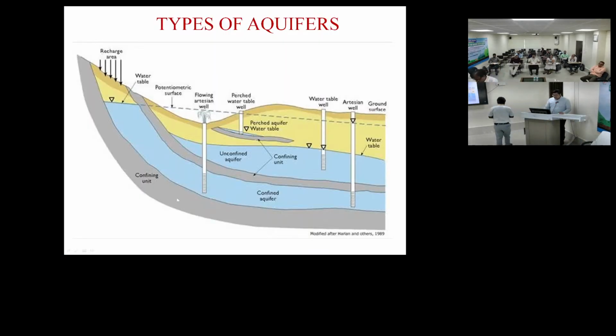So this is a schematic diagram of types of aquifer. Ultimately we call it a perched water table. Sometimes artesian flow is also there, when the pressure of the water is more than the atmospheric pressure.